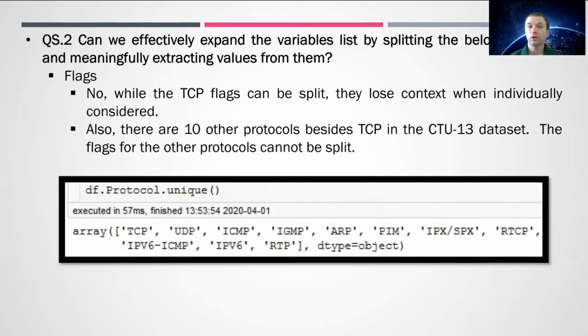We determined that no, while TCP flags, of one of the main protocols that's actually moving data, can be split, they lose context when considered individually. Also, as you can see from the image on the slide, there are 10 other protocols besides TCP in the CTU13 dataset. These flags for the other protocols could not be split. As such, we determined to keep all the flags whole and one-hot encode them later.